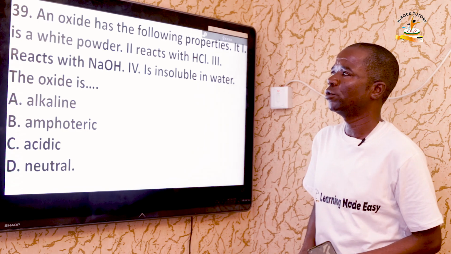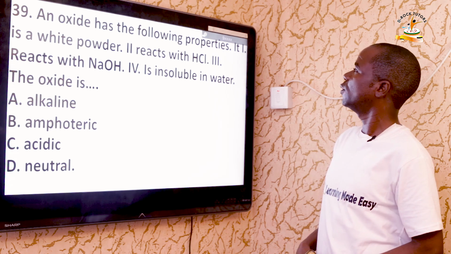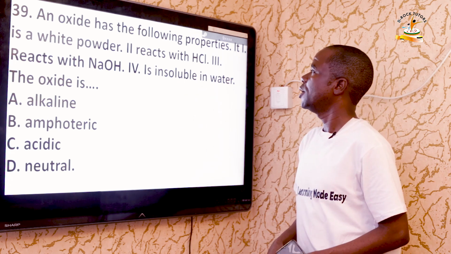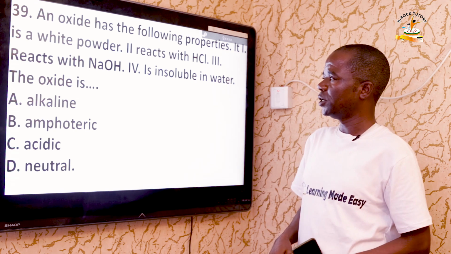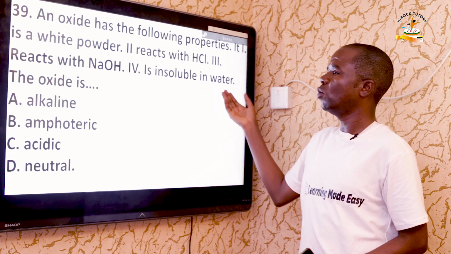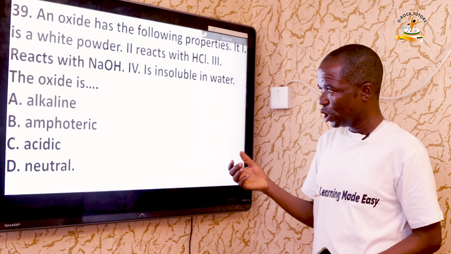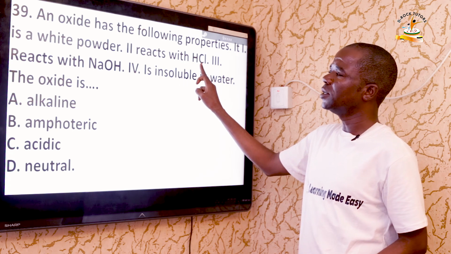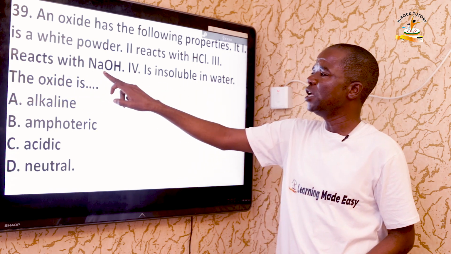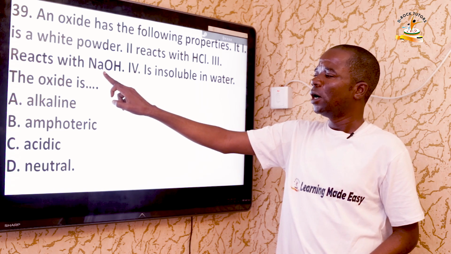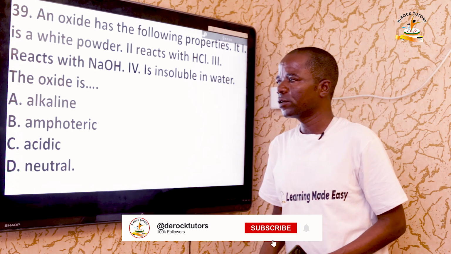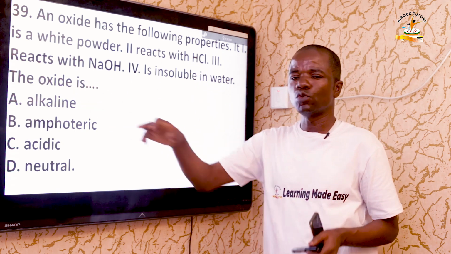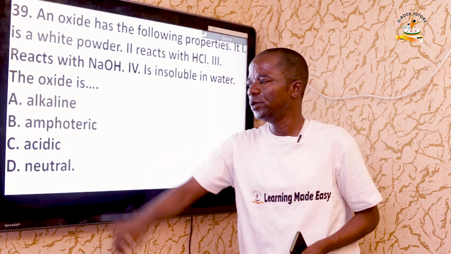Now, let's go to the next question. Number 39. An oxide has the following properties. Roman figure 1, it is a white powder. Roman figure 2, it reacts with hydrochloric acid. Roman figure 3, it reacts with sodium hydroxide. Roman figure 4, it's insoluble in water. The oxide is dash. We don't even need more than these two. We are told the oxide reacts with an acid like HCl, and the oxide, we are told, also reacts with a base like sodium hydroxide. The correct answer here is definitely amphoteric oxide. We know an amphoteric oxide is the only oxide that can react with both an acid and a base to form salt. So the correct answer is B, amphoteric oxide.